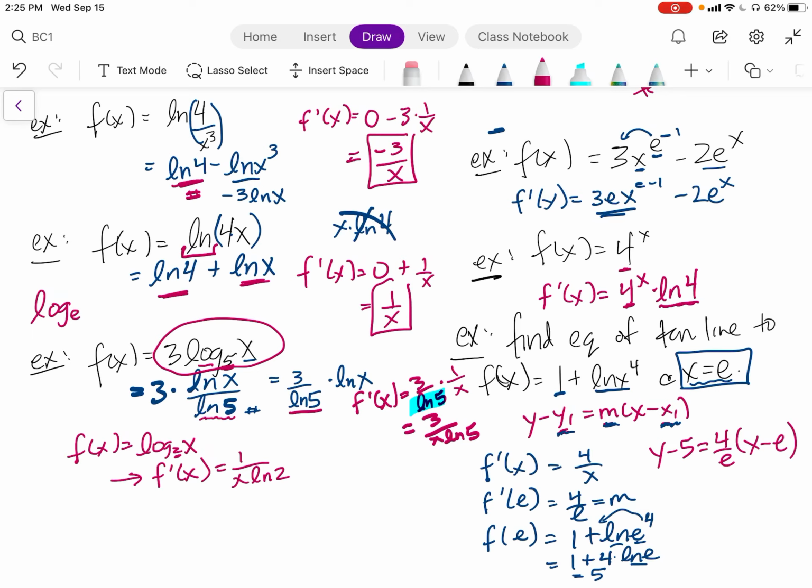Okay, sometimes they're okay with you writing this form. Sometimes they want you to add the 5 and get it in slope-intercept form, right? y equals mx plus b. So I'm going to first leave it like that, but then we will distribute 4x over e, right? Distribute. And then the e's would cancel, so we just get minus 4. Add 5 to both sides. I'm going to write 4 over e x because now it looks like mx, right? mx plus b. And when I add 5, we get 1.